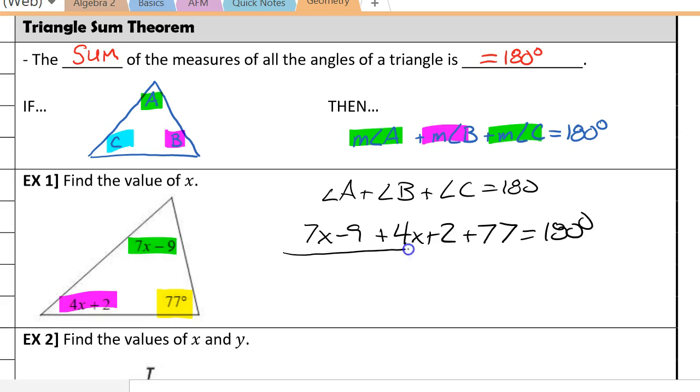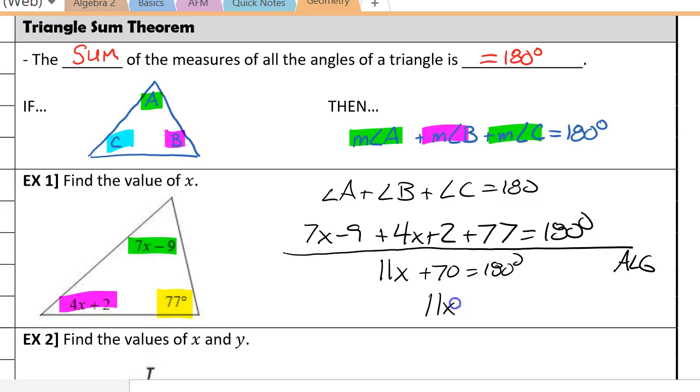From here down, we're just going to use our algebra skills to help us simplify. 11x plus 70 is equal to 180 degrees. 11x equals 110. So therefore, x is equal to 10.